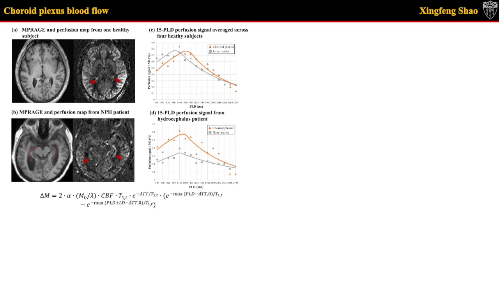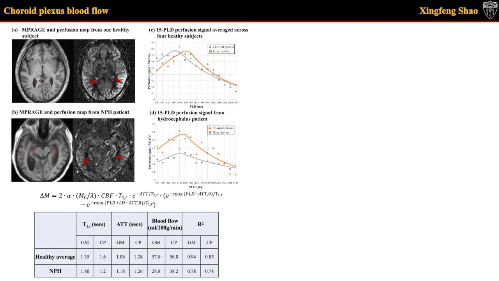Fitting the dynamic perfusion signal to this ASL model, T1, arterial transit time, and blood flow can be computed simultaneously. So blood flow in gray matter and choroid plexus were comparable in healthy subjects, and reduced blood flow was observed in this NPH patient. It is worth noting here, choroid plexus flow was about 30% higher than that of gray matter in this NPH patient, suggesting that relatively high choroid plexus blood flow might be associated with CSF overproduction in NPH.